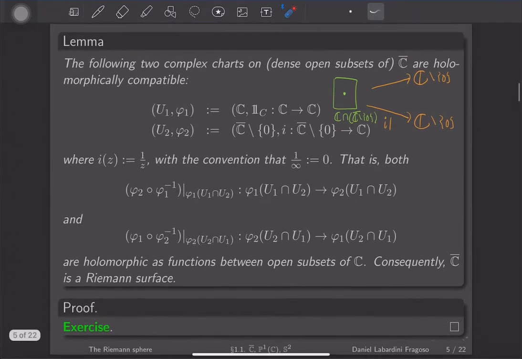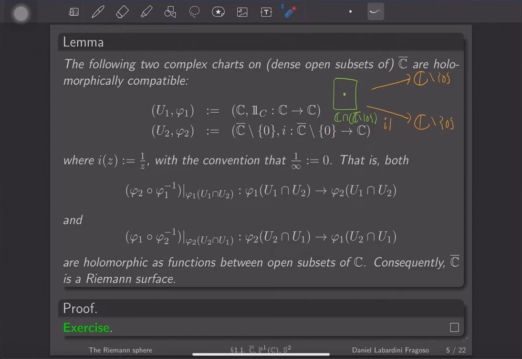Okay, so I'm going to leave this as an exercise: see that it's these transition functions that are holomorphic. That exercise is actually very easy because it's really just showing that this one is holomorphic. And remember that a function is holomorphic if it is differentiable in the complex sense at each point.